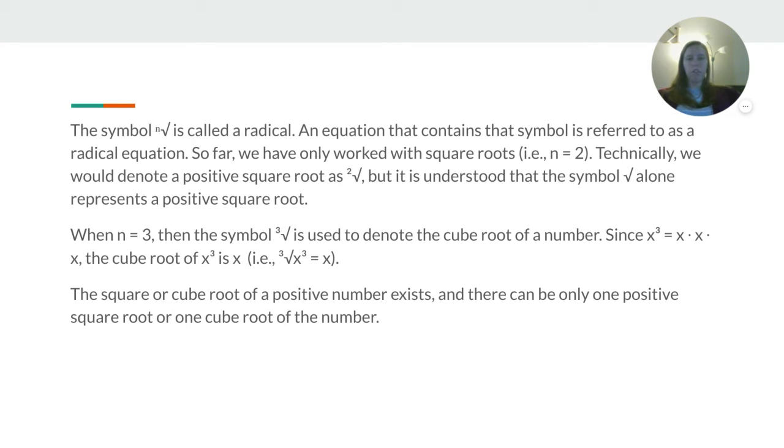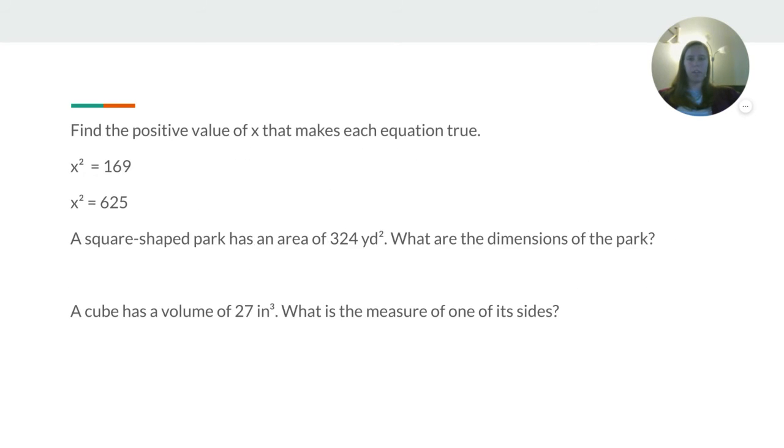So the square root or cube root of a positive number exists, and there can only be one positive square root or one cube root of the number. So find the positive value of x that makes each equation true. Again, this one's kind of going to be one where you work backwards. So what times what is 169? It's 13. 625, 25. Next we have a square-shaped park with an area of 324. What are the dimensions? 18. 18 times 18 is 324.